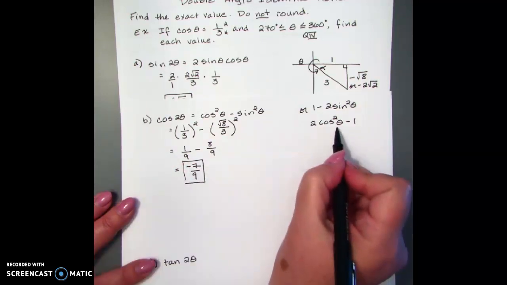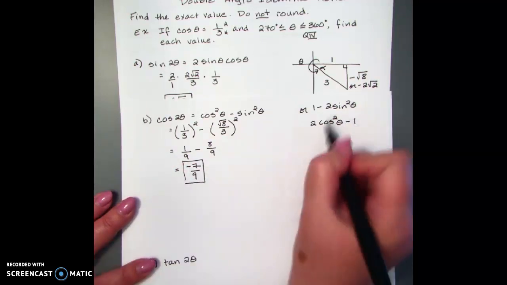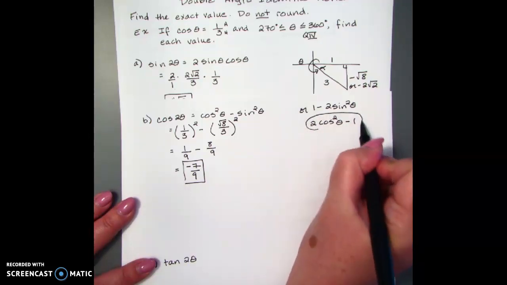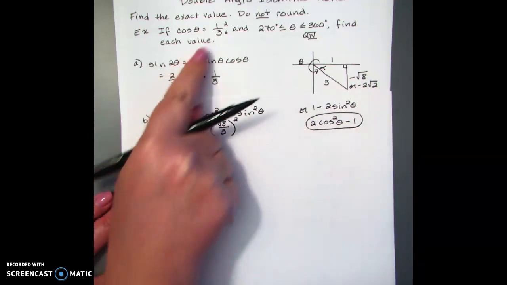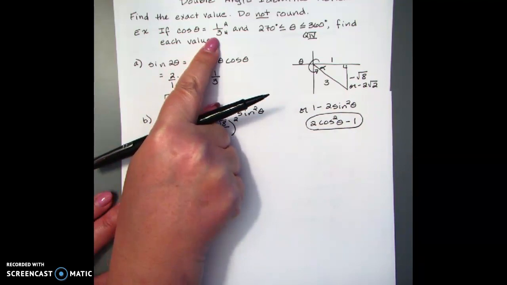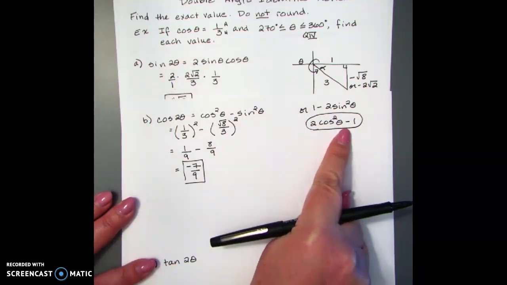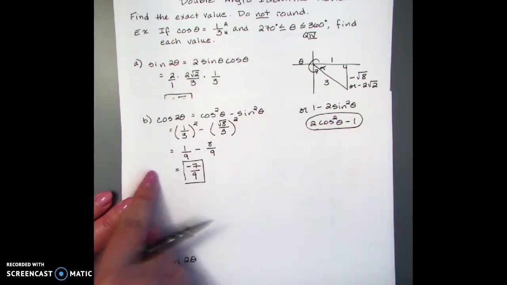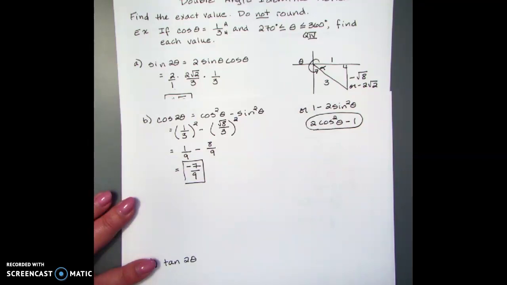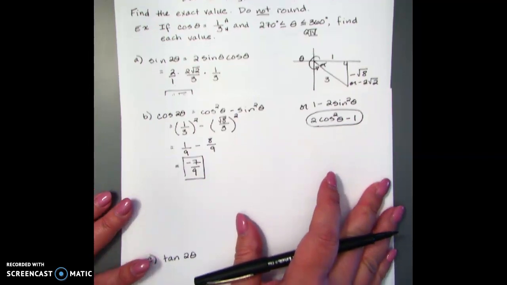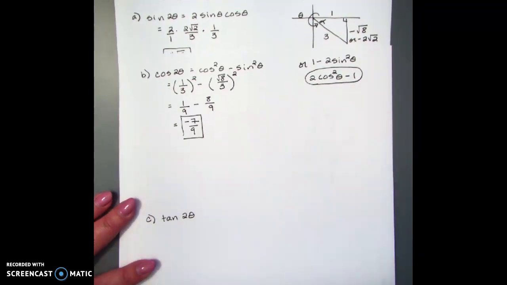Now, personally, I probably would have picked this formula here because they gave us the cosine is 1/3, and I wouldn't be dealing with any radicals that I had to square. I just wanted to show you that it was possible to do it. All right, so then the next one we're going to deal with is the tangent of 2 theta.